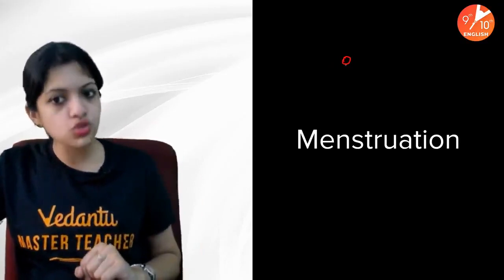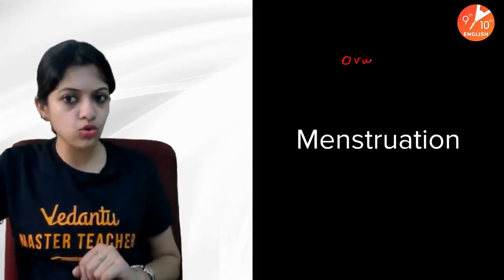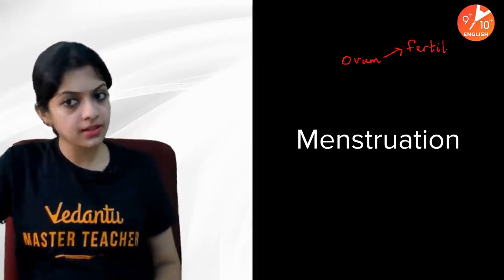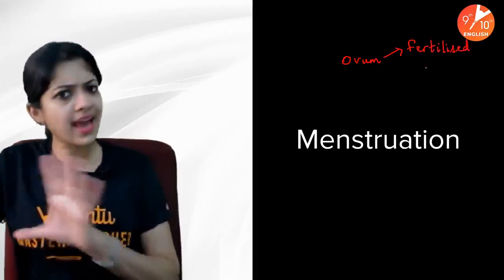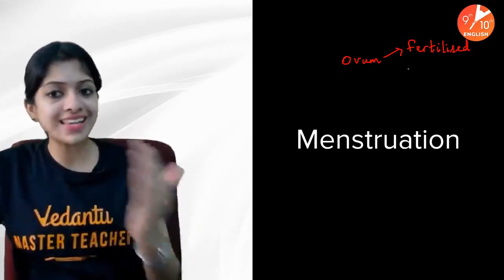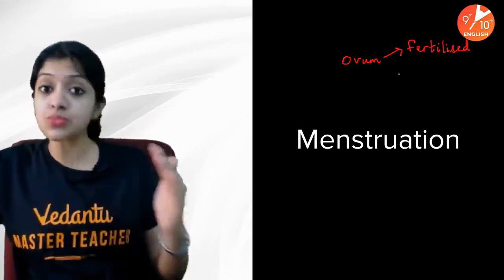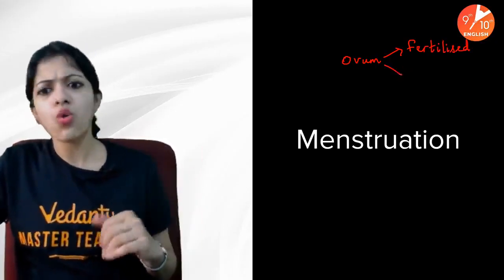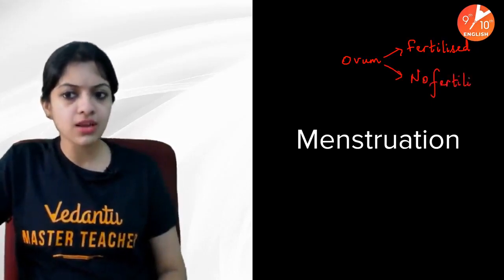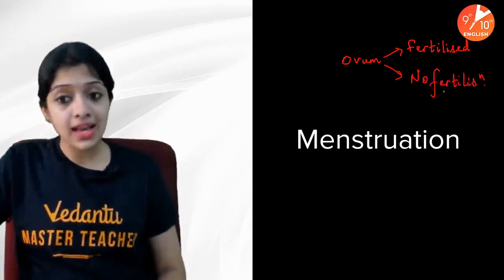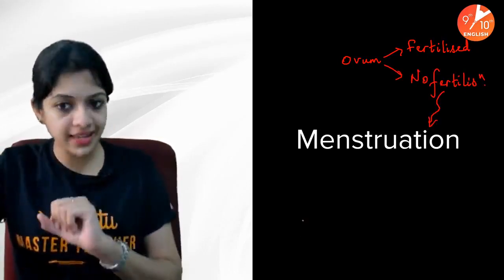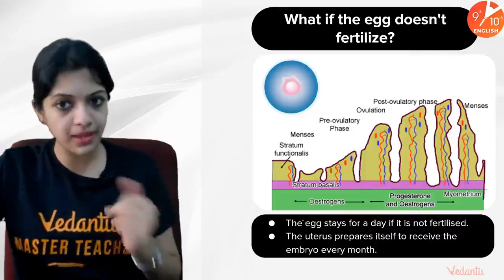So there are two possibilities for this ovum. It can either get fertilized. If a sexual act has occurred, it can get fertilized. If that's the case, it leads to the entire pathway and the series of events we have discussed until now. But what if it doesn't get fertilized? No fertilization. If that's the case, that is when menstruation occurs. So this is basically to give you context about where menstruation comes into the picture.